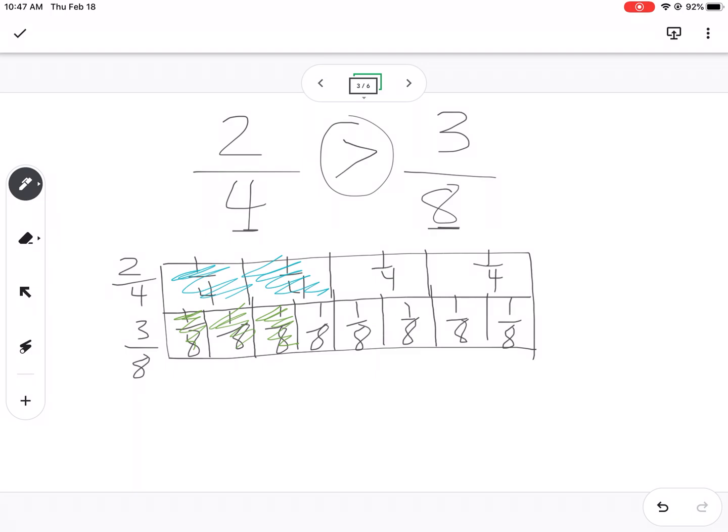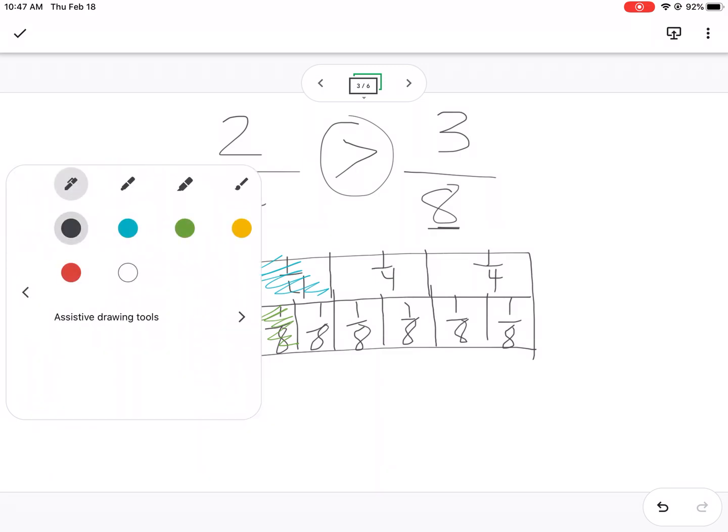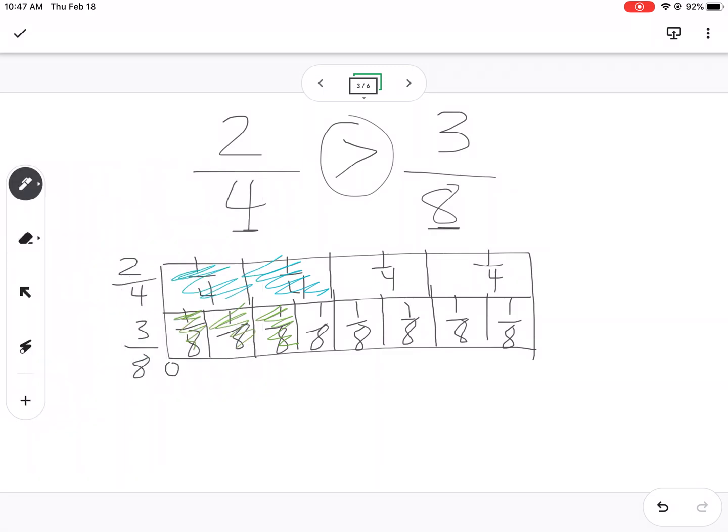And I know that because my fraction model shows that for the 2/4, there's more shaded than the 3/8. Because remember, we could also think about this as a number line situation where it's 0 over here and 1 over here. So the blue is closer to 1 than the green is. So 2/4 is larger than 3/8.